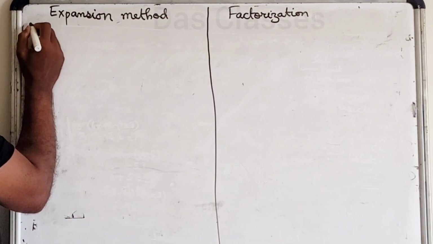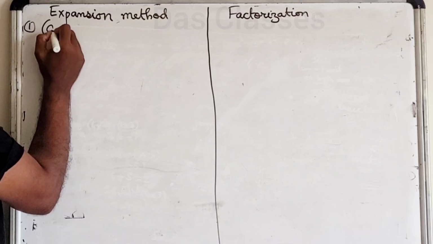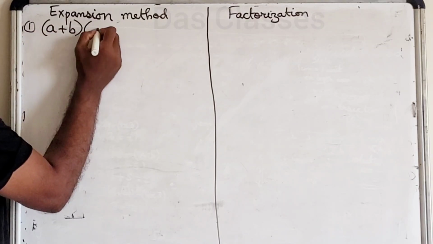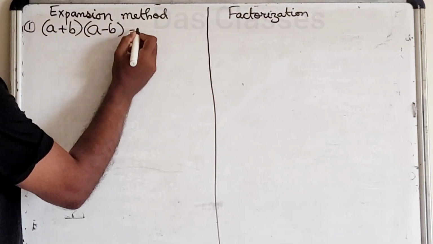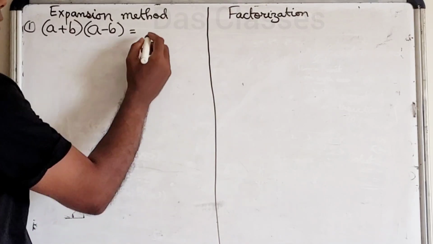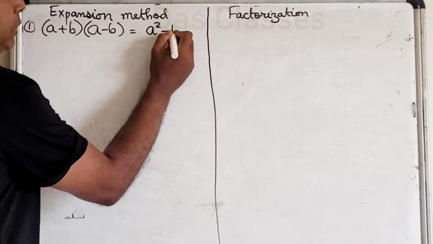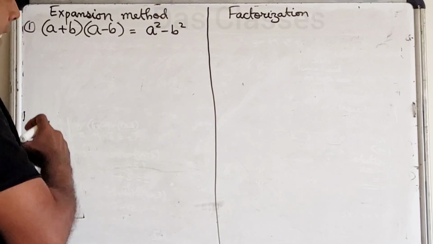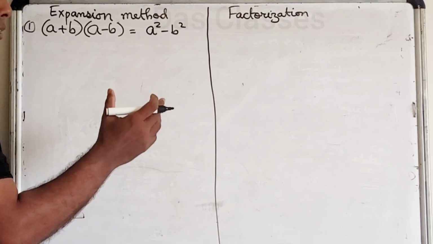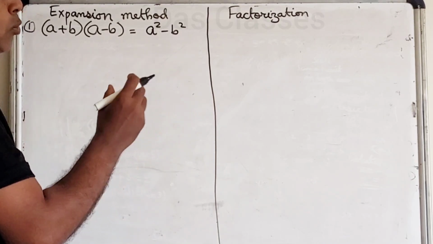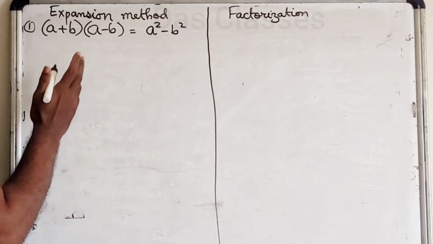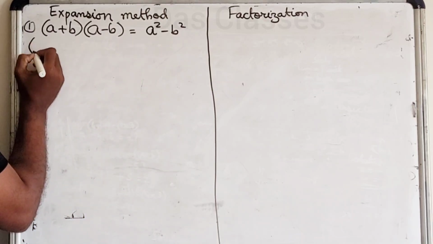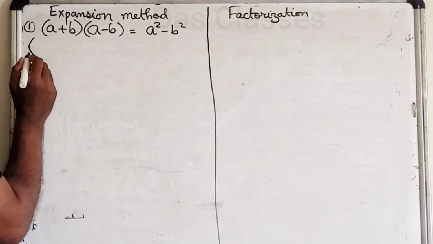The first formula we'll take is (a plus b)(a minus b). Now, as you know, (a plus b)(a minus b) is a square minus b square. In case of expansion, we need to expand it, and in case of factorization, we need to find the factors. Okay, so let's take an example. We'll take a little complex example.